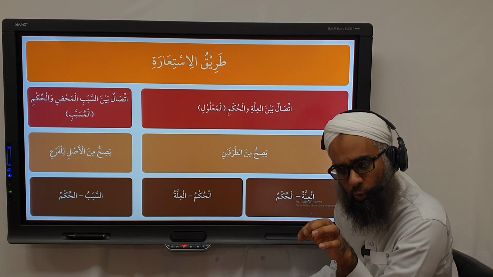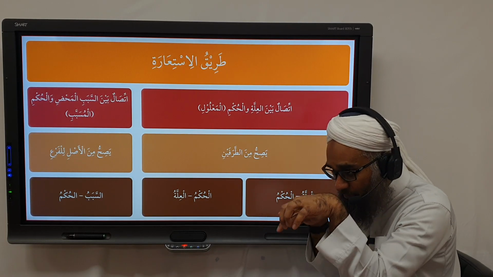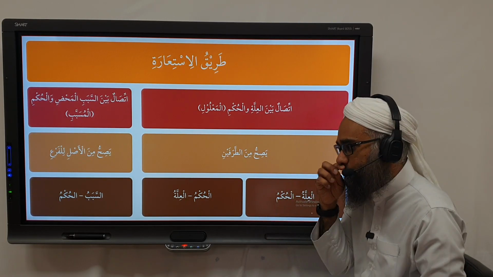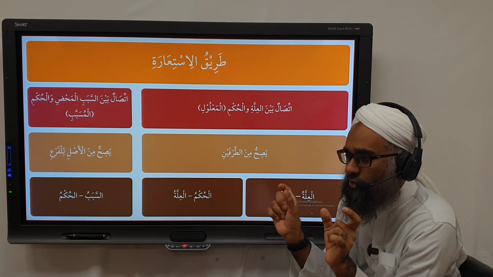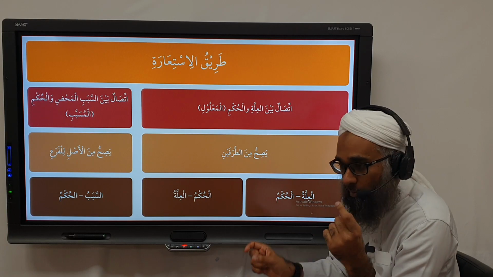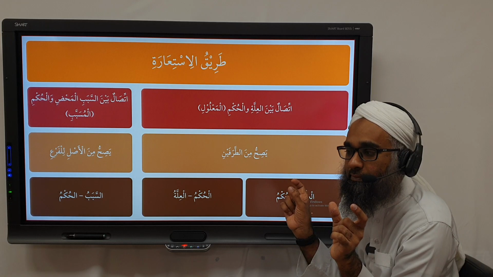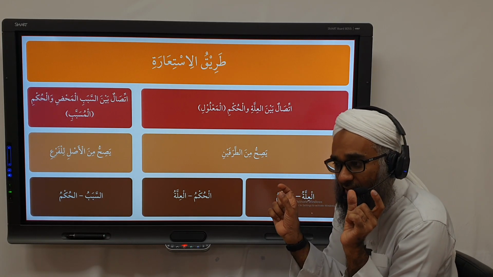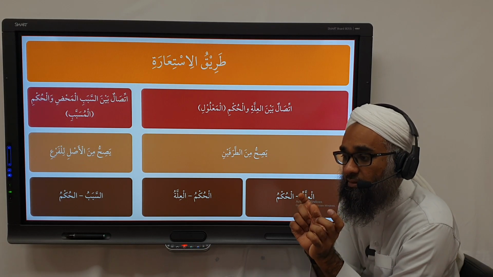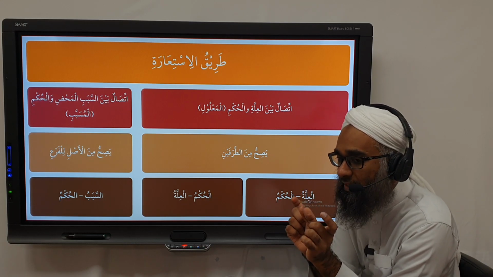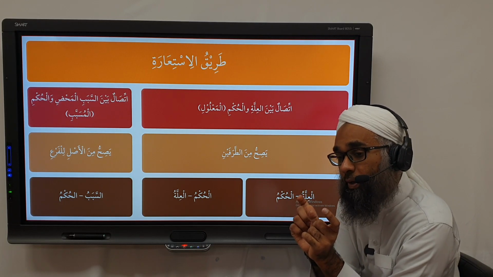Illa is a direct cause of the hukm, and sabab is the indirect cause. What's the intermediary? The illa. So what he's saying here now is, if you have a relationship between the illa and the hukm, because they're very closely linked, it's a two-way street. If you have an illa and a hukm, is there any intermediary? No intermediary. Are they closely linked or not? Because they're closely linked, it's a two-way street.